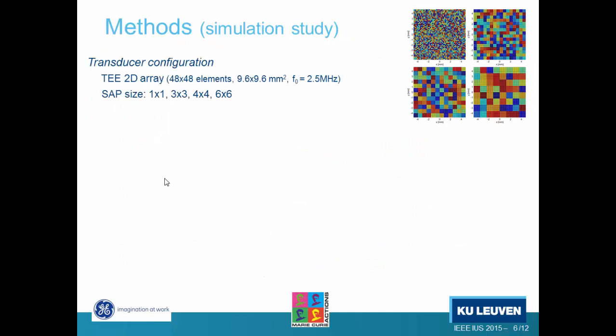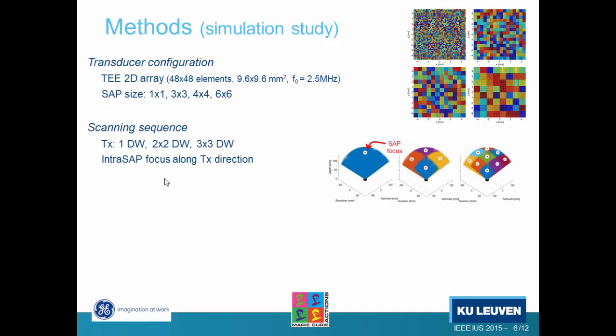So in order to study this a bit more systematically, we have designed a simulation study where we have used 4 transducer configurations. So we go from the fully wired array where each element can be controlled individually, and then we combine neighboring elements into sub-apertures. So in this case, 3 by 3 elements, 4 by 4, 6 by 6. And by combining more elements, we of course reduce the channel count. So we have fewer colors, meaning fewer SAPs that we need to interface with the system.